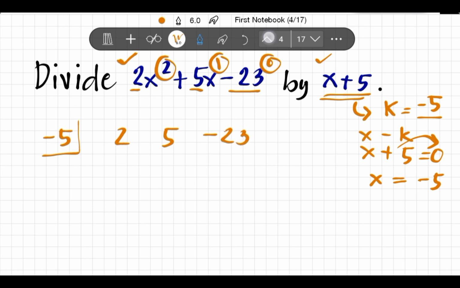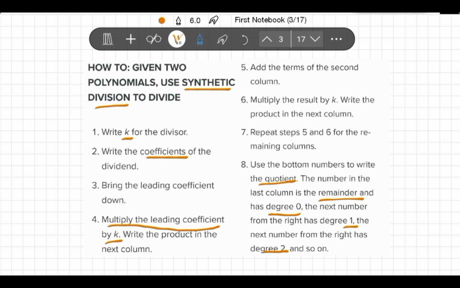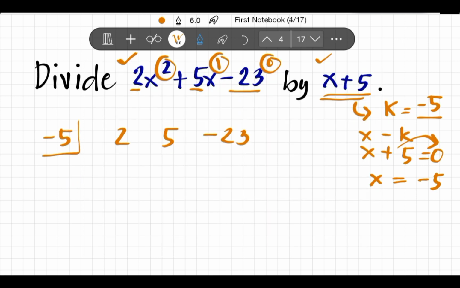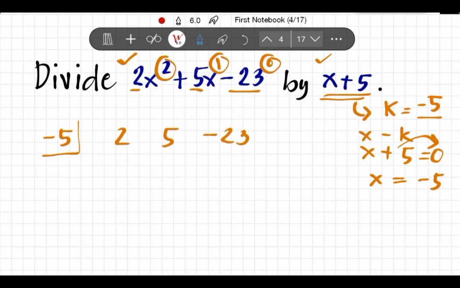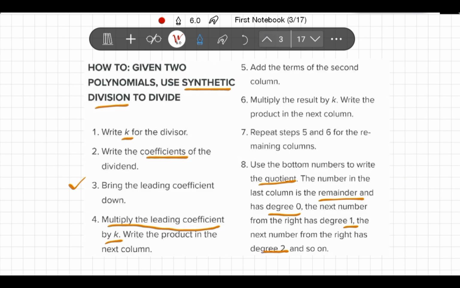Okay. Next, going back to the step, bring the leading coefficient down. So, what is the leading coefficient? The leading coefficient is this 2. So, we will bring it down, 2. Okay?